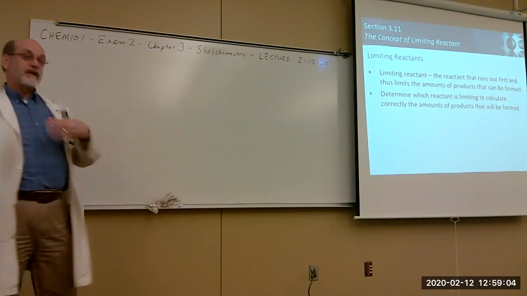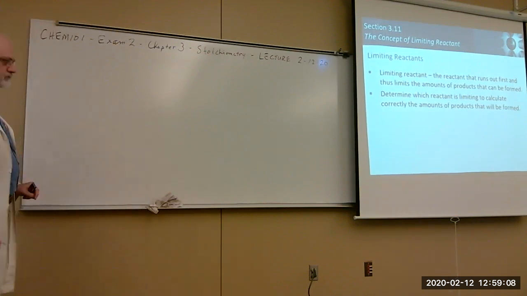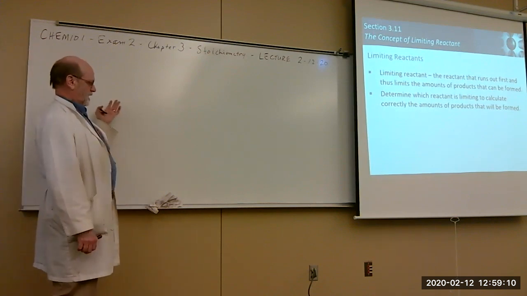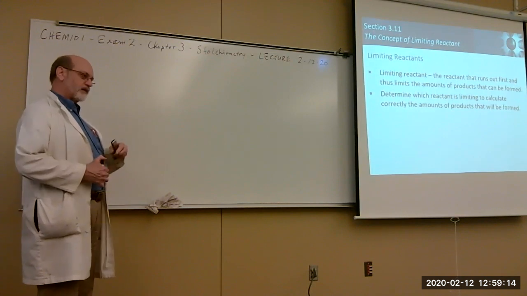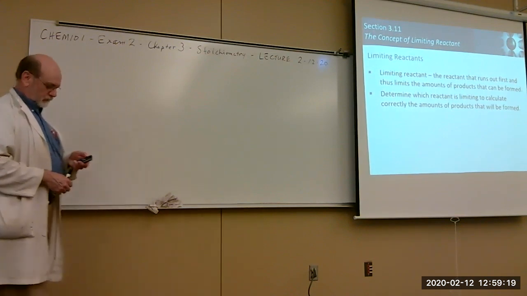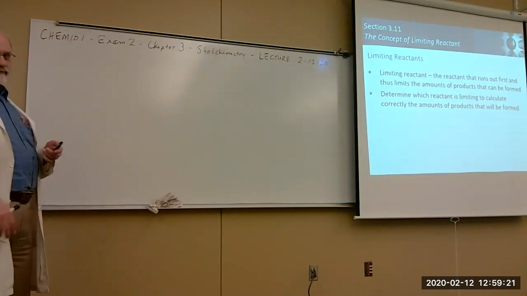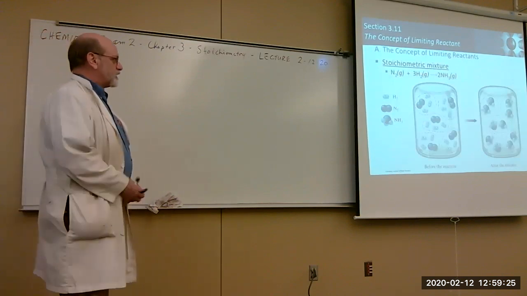So one of them is limiting. That is, one of them runs out first. It just depends on which one is in excess. Whenever you have a limiting reactant, the other one is always in excess, if you have 2 reactants. So, how do we determine that?